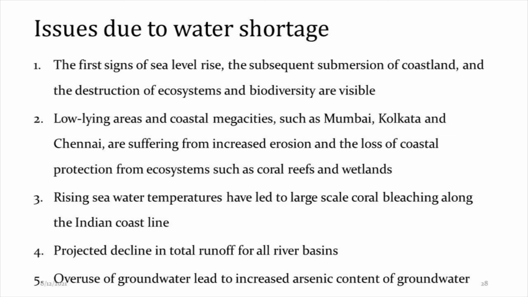The first signs of sea level rise, the subsequent submersion of coastline and the destruction of ecosystems and biodiversity are visible. Low-lying areas and coastal megacities such as Mumbai, Kolkata and Chennai are suffering from increased erosion and the loss of coastal protection from ecosystems such as coral reefs and wetlands. Rising seawater temperatures have led to large-scale coral bleaching along the Indian coastline. Overuse of groundwater led to increased arsenic content of groundwater.